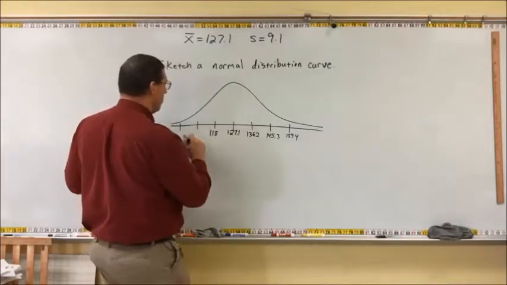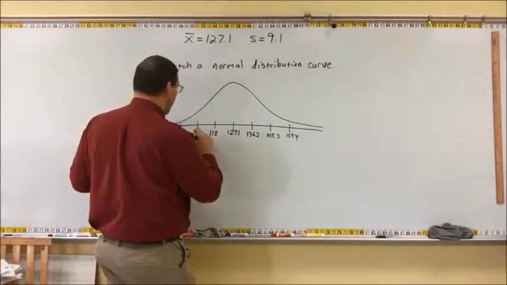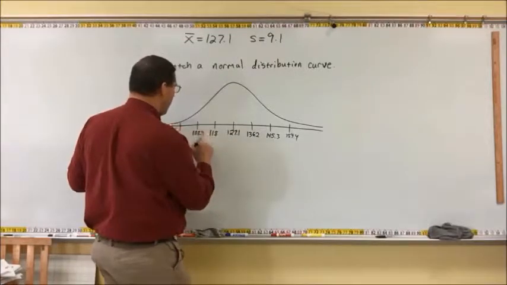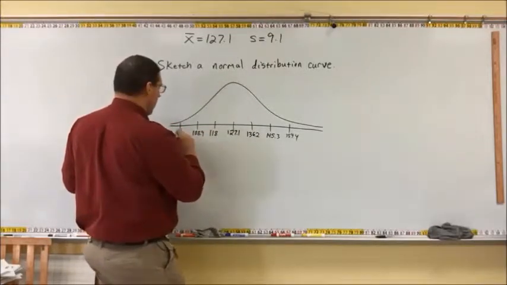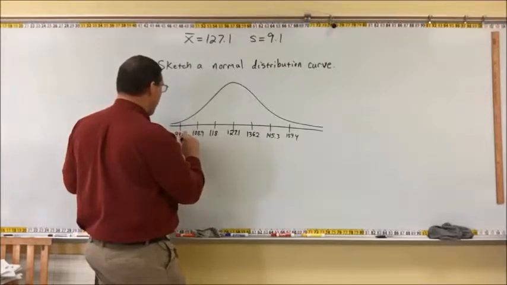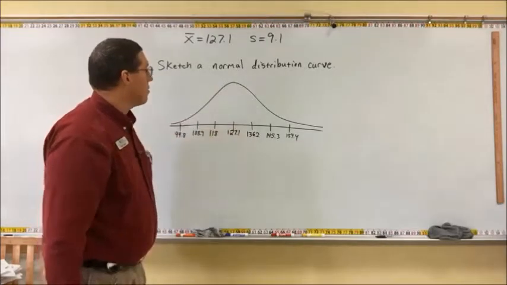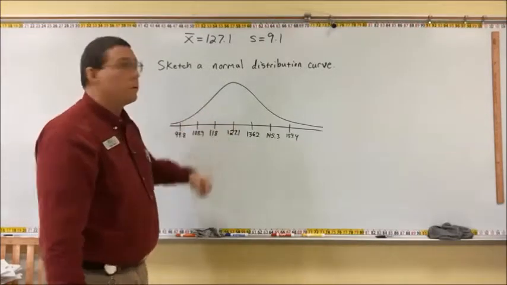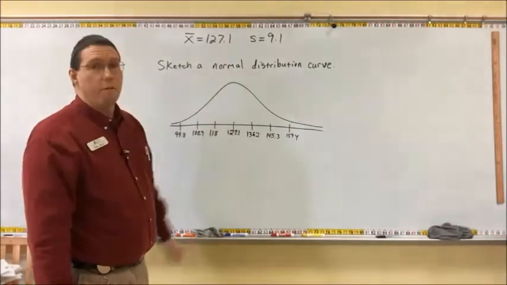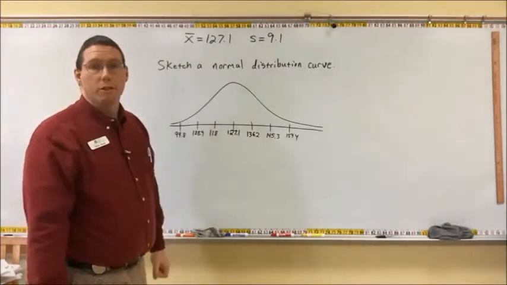Then subtract 9.1 again, and we'll get 108.9, and then we'll have 99.8 as our last one, okay? So this is a standard, normal distribution curve based on this information. Now let's go on to the next question.